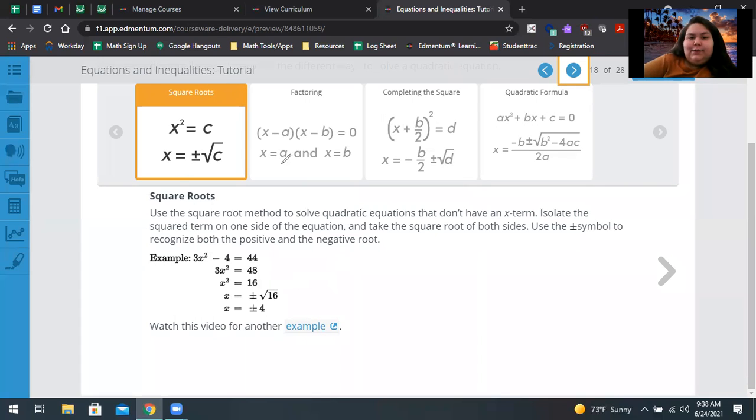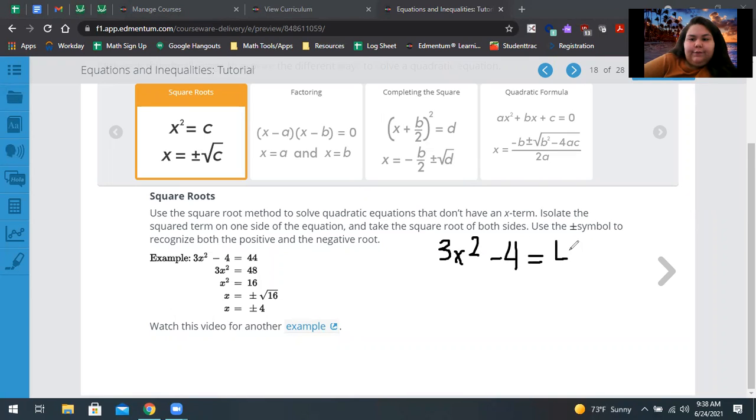So the first one is square roots. If you have the variable here, they give us 3x squared minus 4 equals 44. Because you only have x squared as your variable, you're going to do everything possible to isolate that x squared and get it alone. The first thing I would want to do: x squared is attached to the 3, so I want to wait until the last part to remove that 3 from x squared. Let's remove this minus 4.